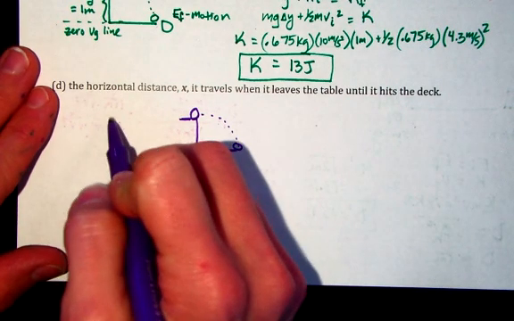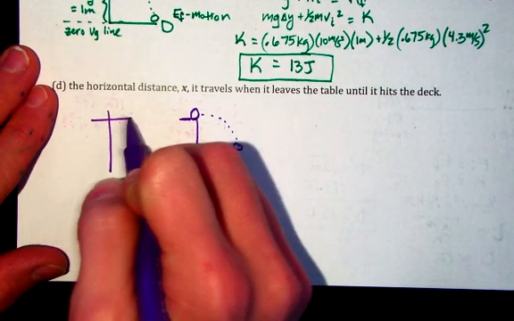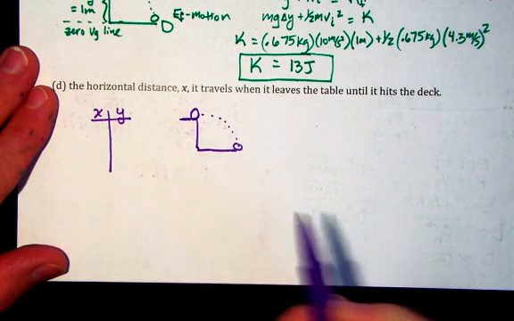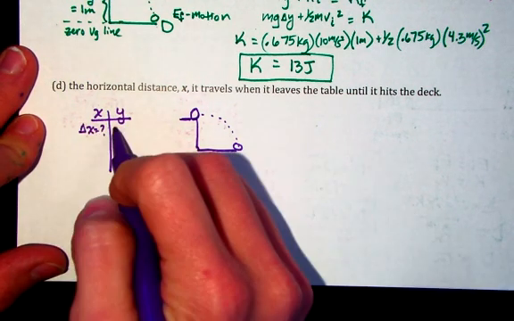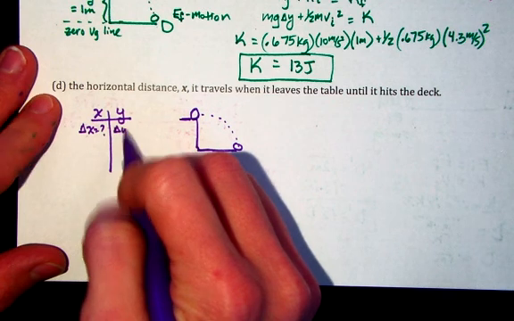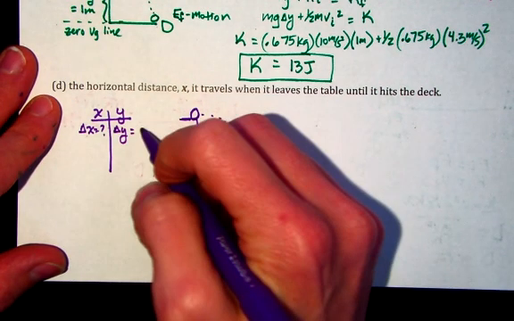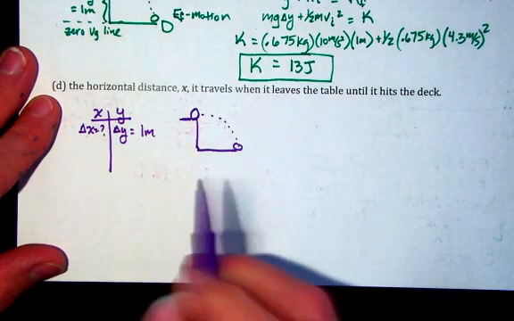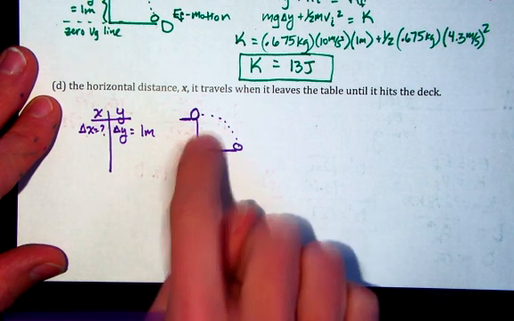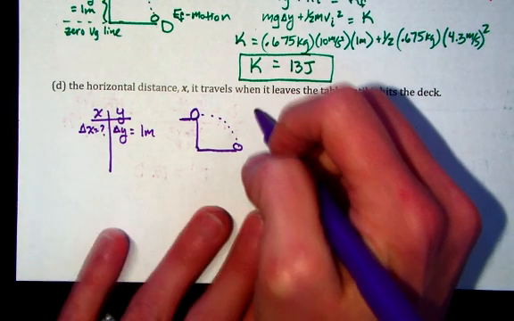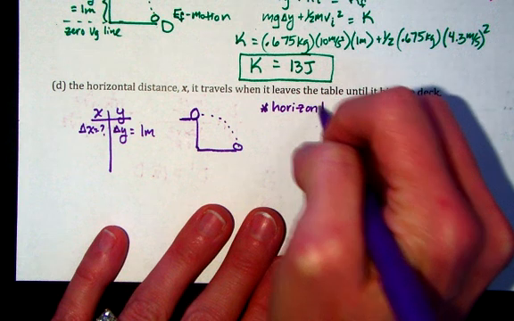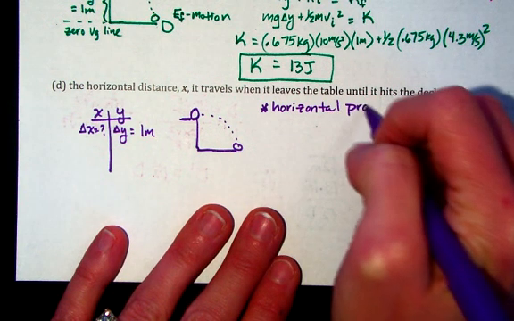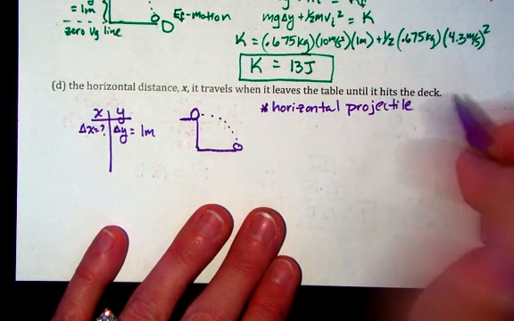And what do we always do if we have projectile motion? Make a table. So we have a table. Here's x. Here's y. Delta x I'm looking for. Delta y. What is delta y? 1 meter. All right. What kind of projectile motion is this? This is a horizontal projectile.